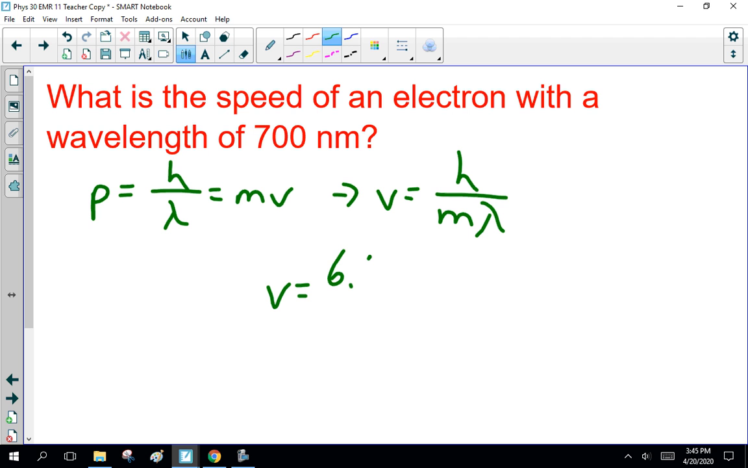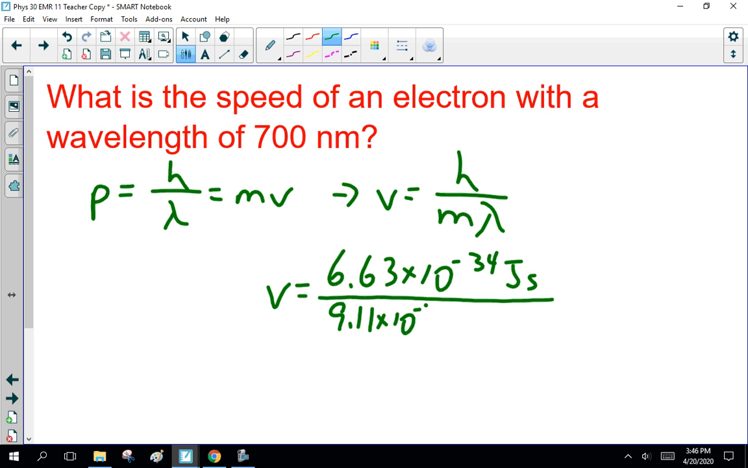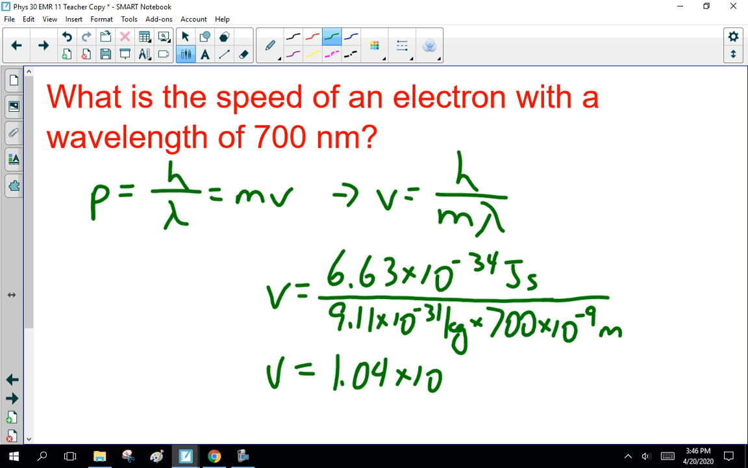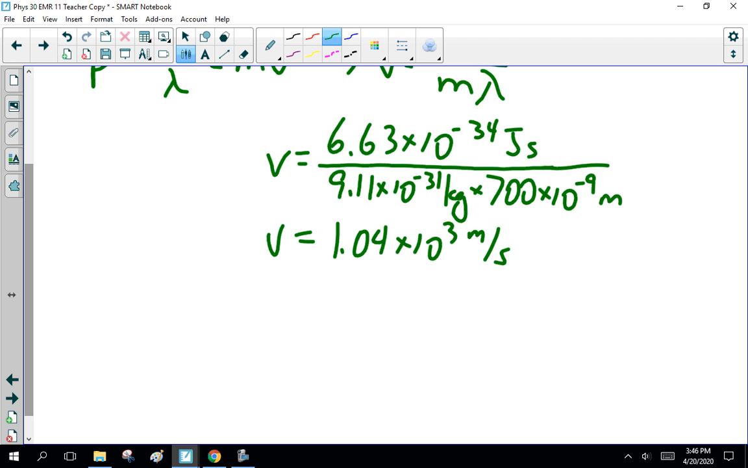So here the velocity is 6.63 times 10 to the minus 34 joule seconds. Mass of an electron, 9.11 times 10 to the minus 31 of a kilogram. Now 700 nanometers, that's 700 times 10 to the minus 9 of a meter. That is a velocity of 1.04 times 10 to the 3 meters a second. Now, that's a kilometer a second.